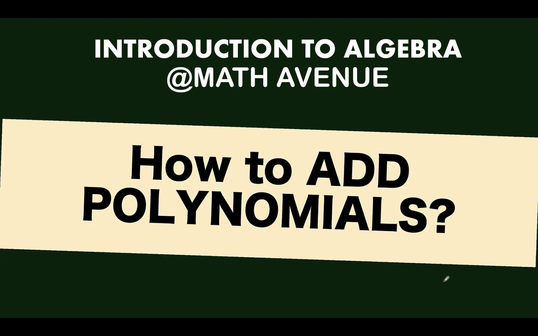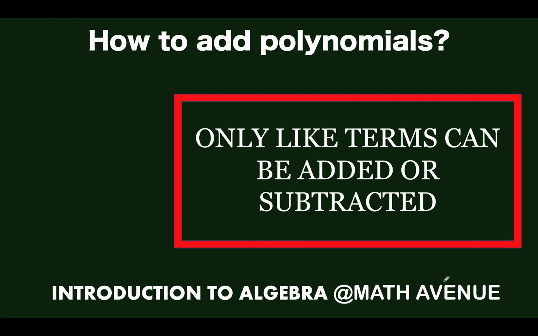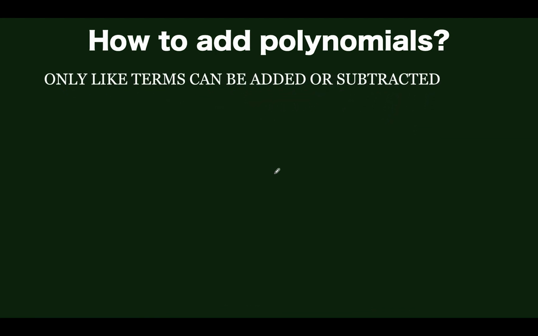How to add polynomials. The rule for addition of polynomials is that only like terms can be added, and that holds true also for subtraction. So what do we mean by like terms? So we can understand this better, let's begin visualizing polynomials.